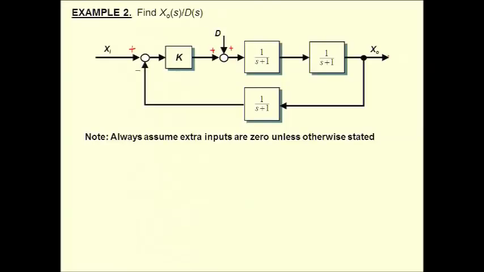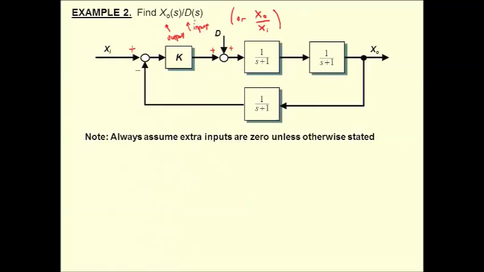We need to know between which pair we're trying to find a transfer function. Is it between xi and xo or d and xo? Well, we're told to find xo over d. So d is the input, and that's our output of interest. We could have found xo over xi, but we're not doing it in this example. That's the standard one you get more familiar with. The one on the right is the output, and the one on the left is the input.